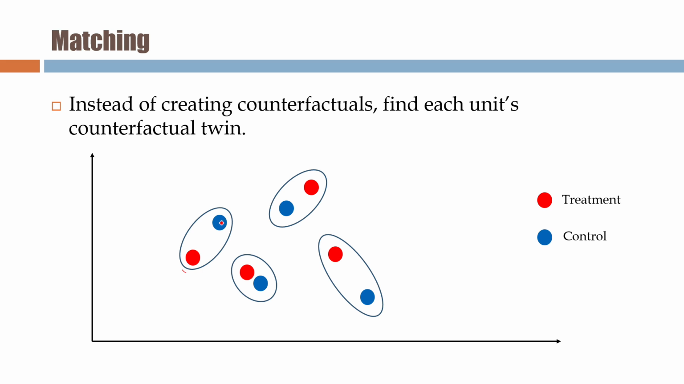What we're going to do is, for the counterfactual of this one, we use the result of these guys. And then the counterfactual of these guys, we use the result of that guy. So instead of predicting the counterfactual, we just use someone who is close. This is like an X attribute.